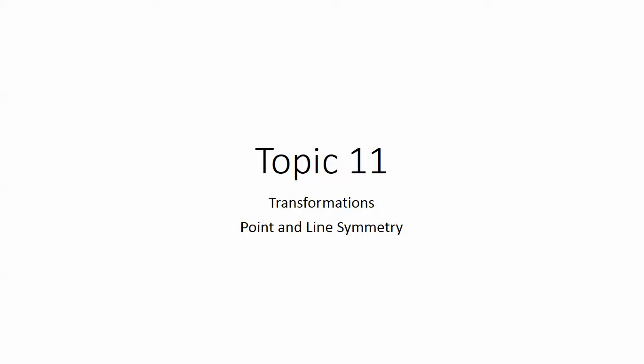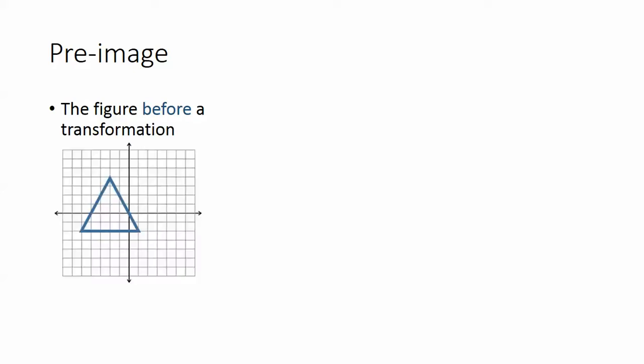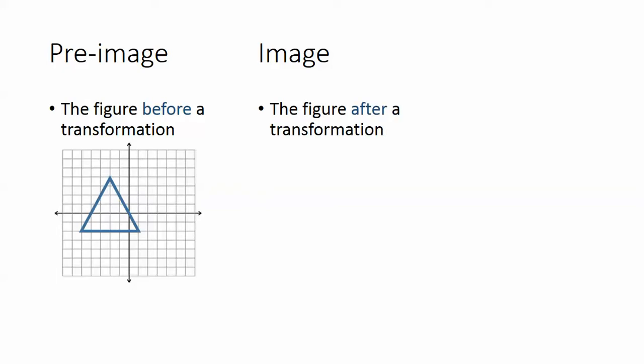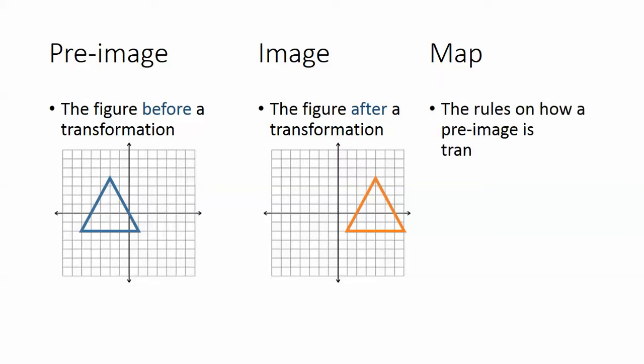Topic 11, Transformations and Point and Line Symmetry. Preimage, the figure before a transformation. Any picture will do. The image, the figure after a transformation. You'll start with your preimage and transform it. Map, the rules on how a preimage is transformed.